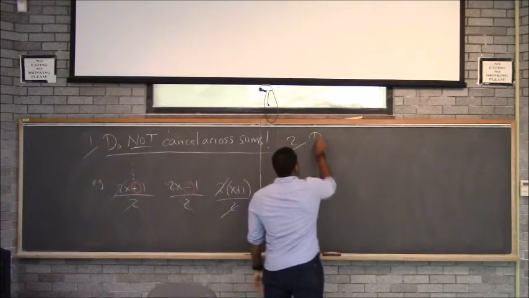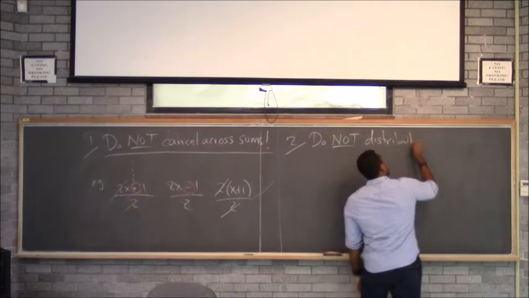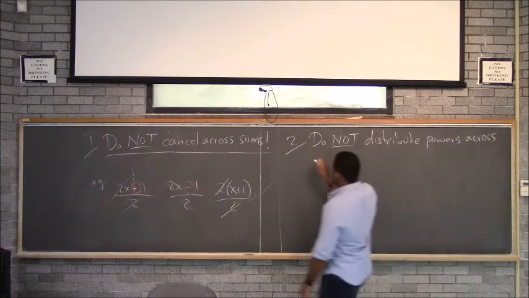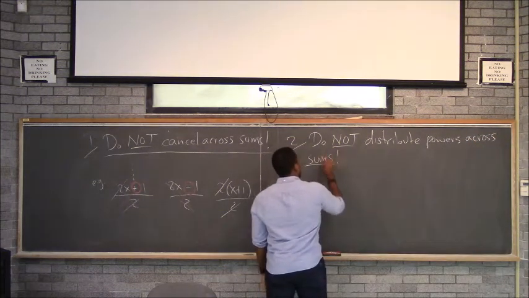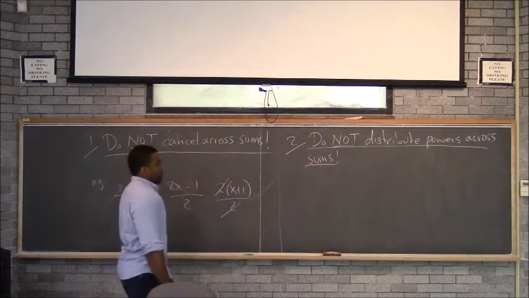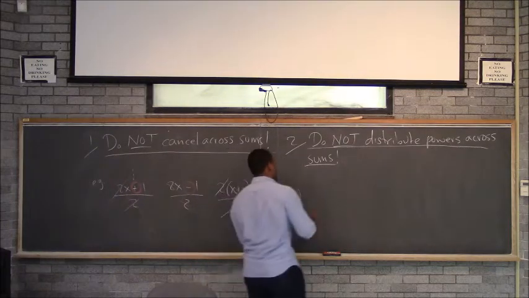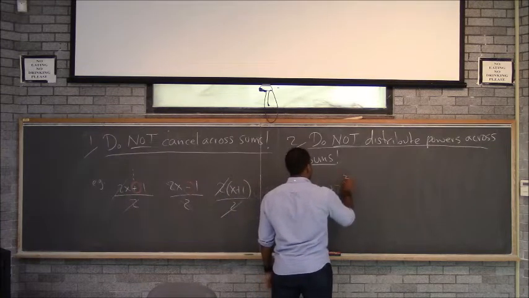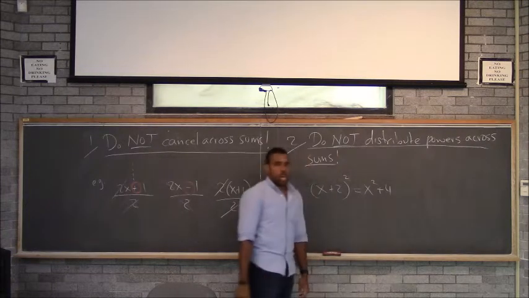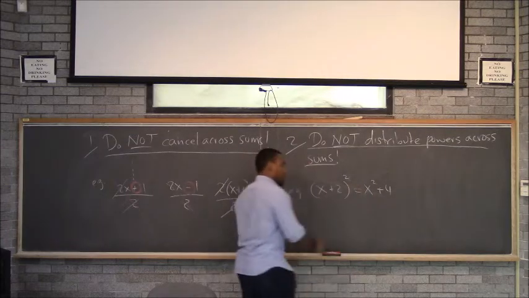Second thing, do not distribute powers across sums. Again, sum can mean a plus or a minus sign here. For example, you're going through and you see x plus 2 all squared, and you write x squared plus 4. It is not x squared plus 4. That is very wrong. You do that, I give you a 0. Doesn't matter what else you write.